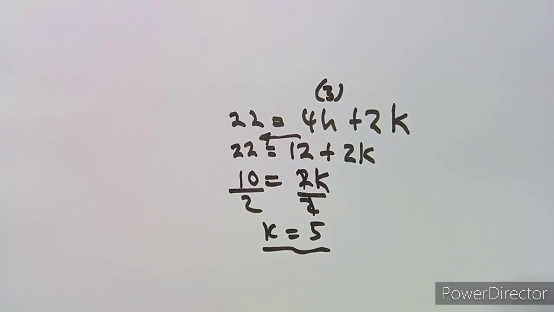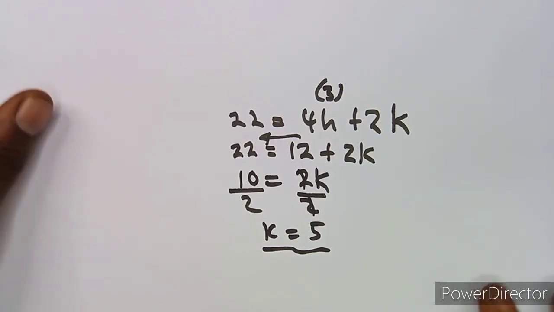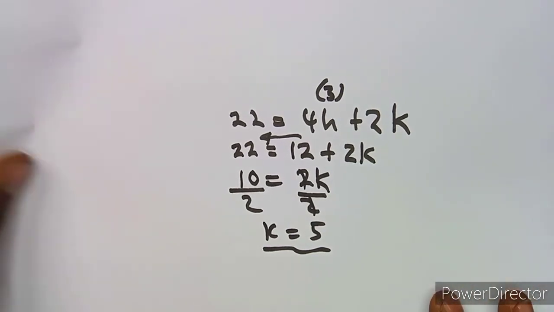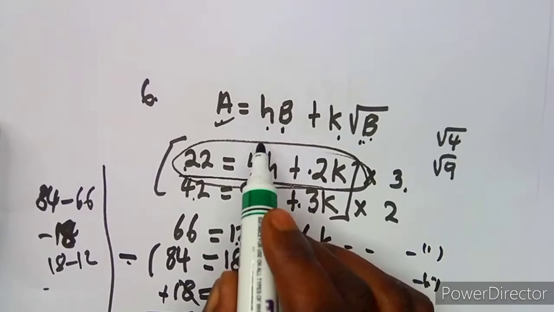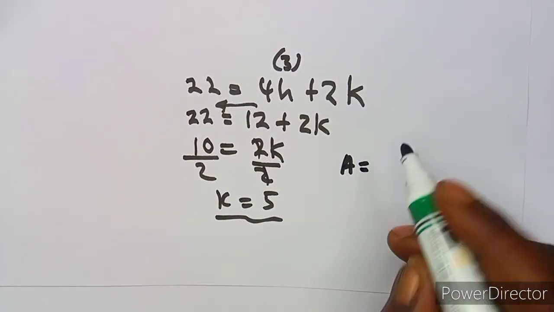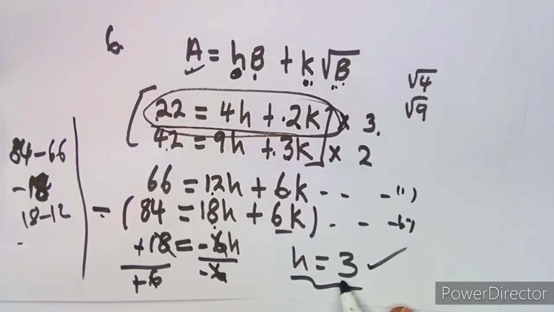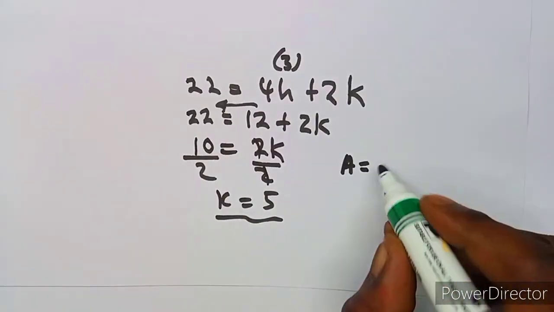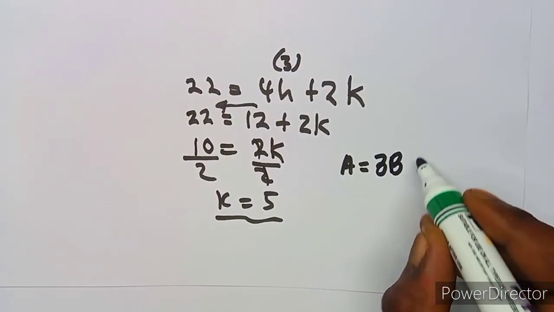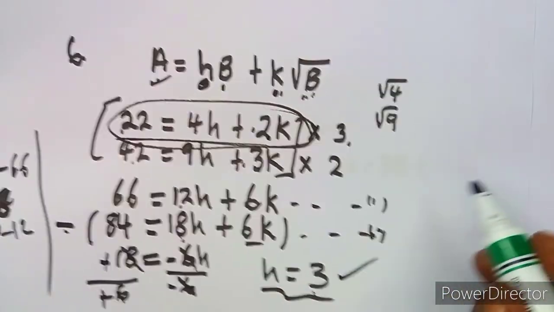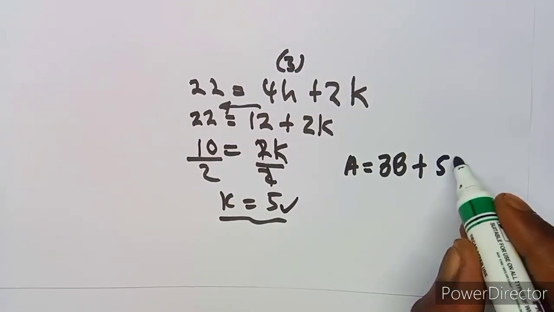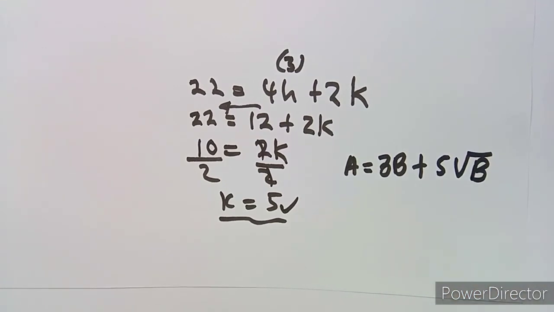Okay, so I'm just going to rush up until I finish this. So we have got the value of k, the value of h. So this is our relationship that we are going to substitute here. So a is equal to, in place of h, we've got 3, so it's 3b. All right, that's 3b plus k square root of b, so it's going to be 5 square root of b, like this. All right, so this is the relationship between a and b.